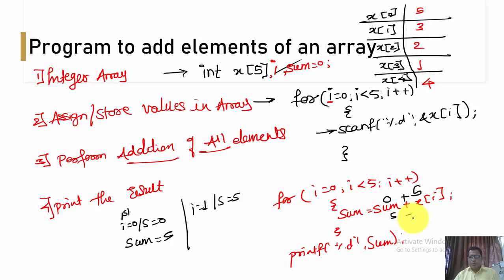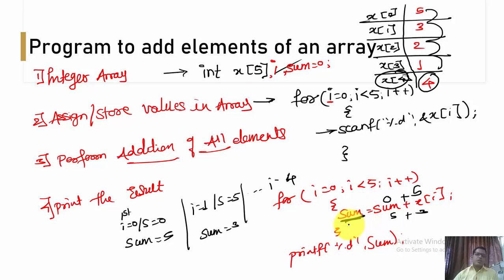Now this 5 plus I of 1, that is what? 3. Now it is what? Sum is equal to 3. So in this way, the value of I is equal to last 4 and the value of x of 4 is say 4 here. So all these elements get added together and the result is finally assigned to this sum variable, and the sum variable is now going to display the result. So in this way, this is the logic to implement this program.